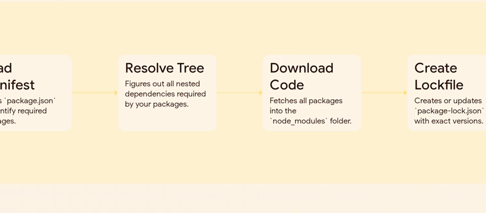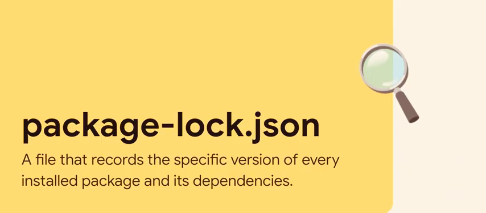This whole web is called the dependency tree. After that, it downloads all of that code and sticks it into a folder called Node modules. Think of this as your project's pantry. And finally, the last crucial step, it creates something called a lock file. That last step, creating the package-lock.json file, is so important.